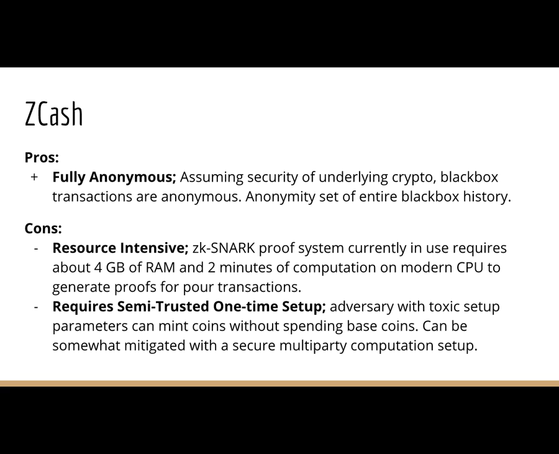The other big issue that's kind of been resolved is that Zcash requires this semi-trusted one-time setup. What that means is that in order for these zk-SNARK proofs to function correctly, you have to do a one-time cryptographic setup. One of the issues with this setup is that it generates these toxic parameters, and if the setup executes properly, they discard these toxic setup parameters, and everything's fine. However, if an adversary gains access or knowledge of these toxic parameters, they can actually mint Zcash coins without having to put in base coins. So they can pretty much print money.